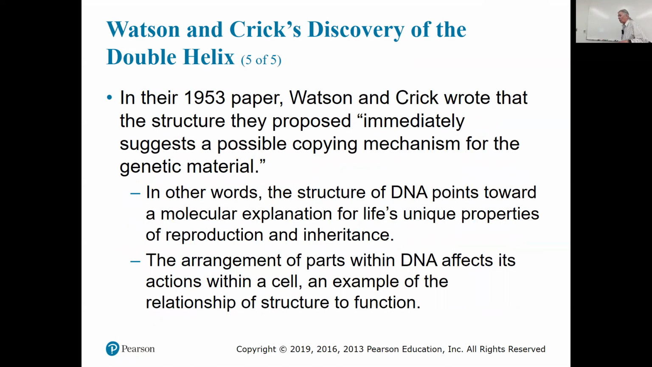Okay, so in the paper, they immediately proposed a possible copying mechanism for the genetic material. So the structure of DNA points toward a molecular explanation for life's unique properties of reproduction and inheritance, and the arrangement of parts within DNA affects its actions within the cell. An example of the relationship of structure to function.